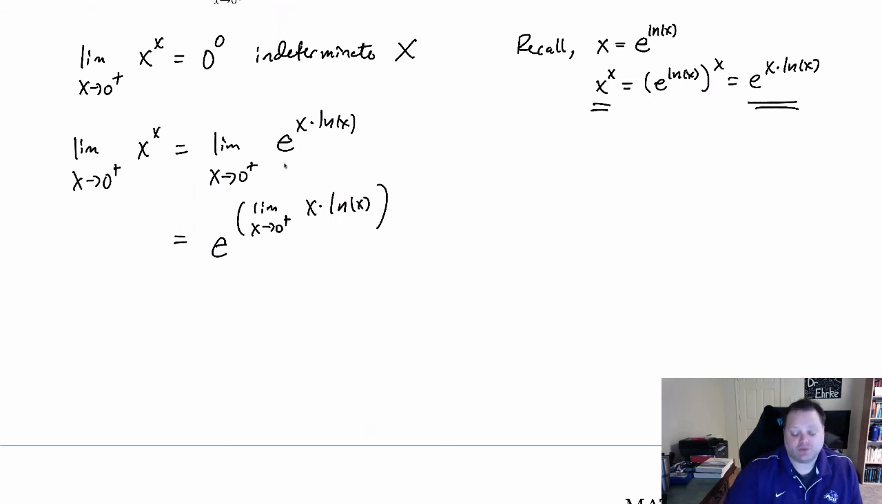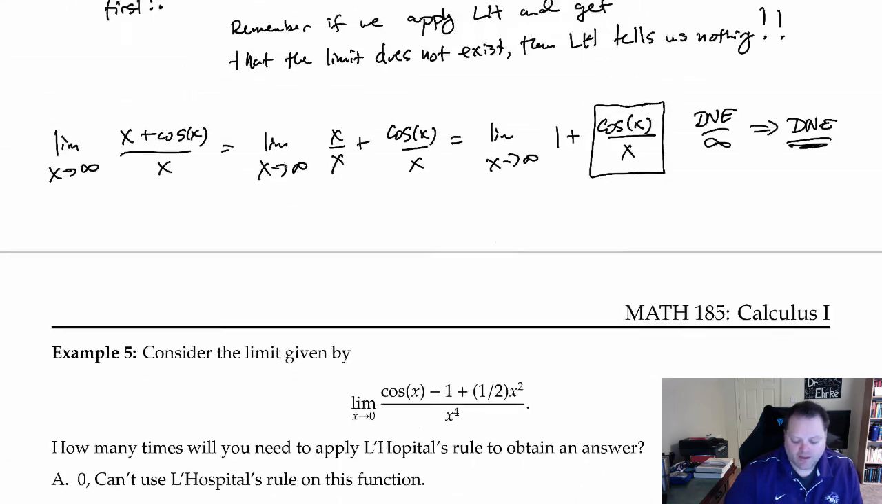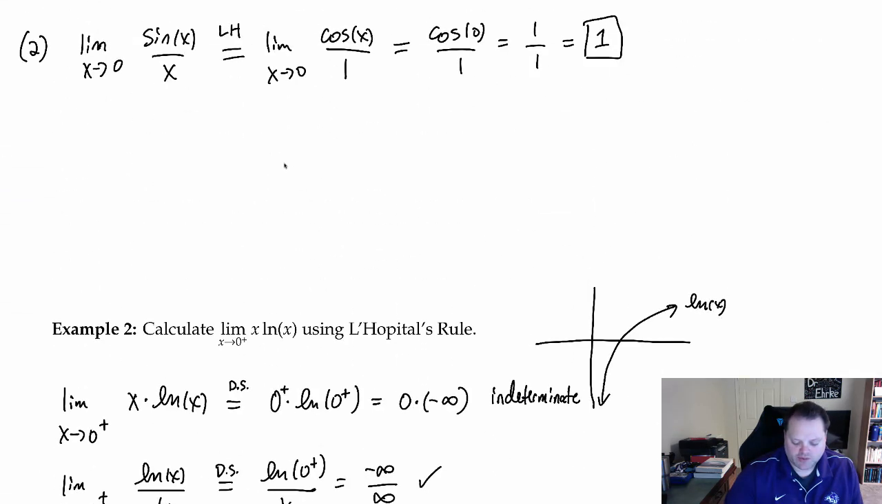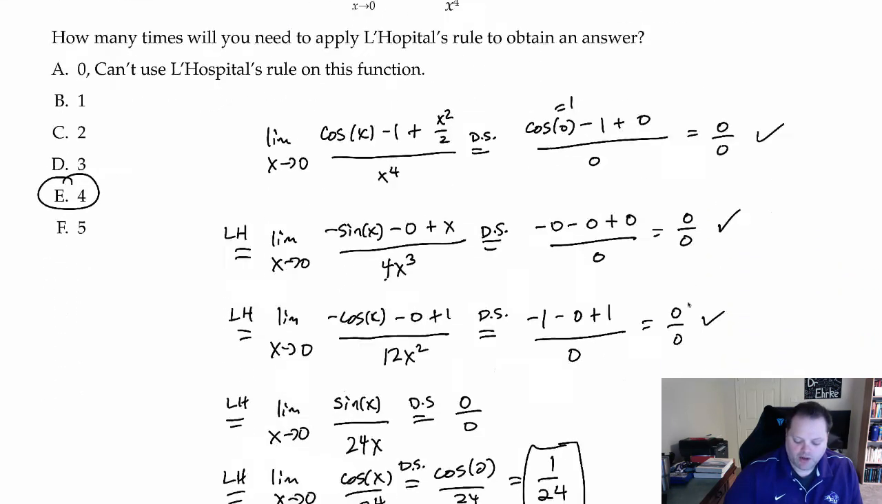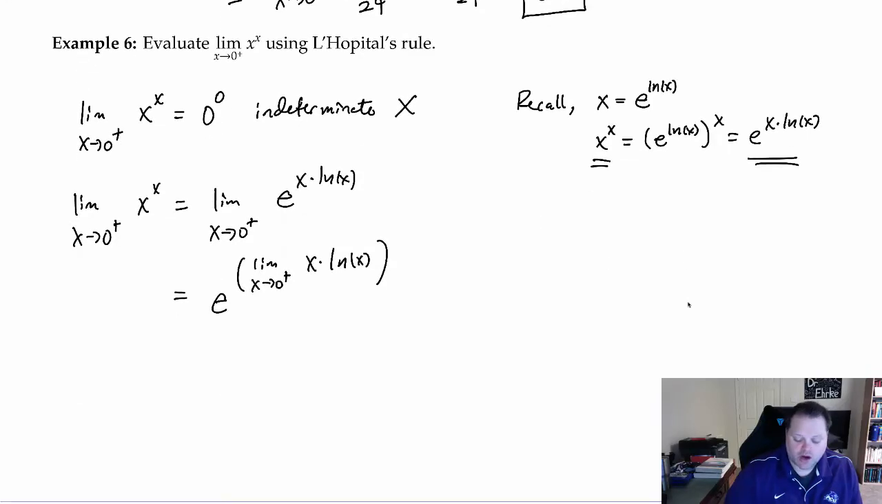Now, thankfully for us, we've already done that today. If you recall, I believe it was example 2, we took the limit as x went to 0 from the right of x ln x and found that that limit was 0. We had to divide by 1 over x to get it in the right form. So it requires L'Hopital's rule to do this limit in the first place.